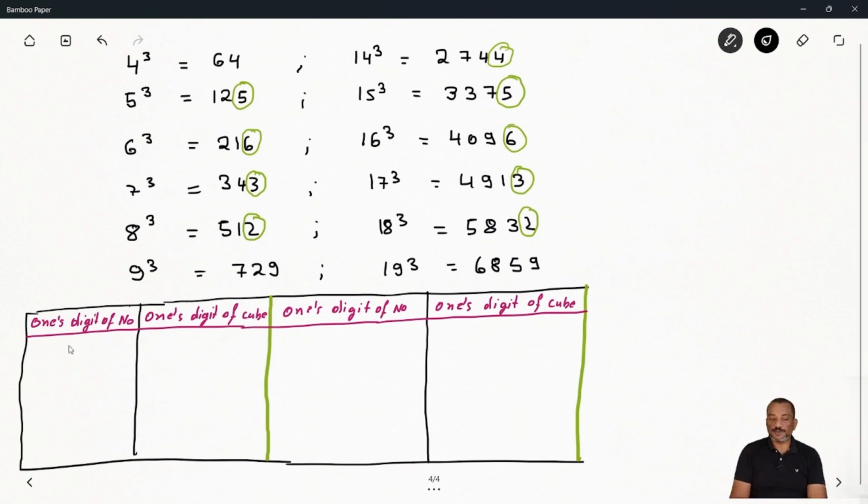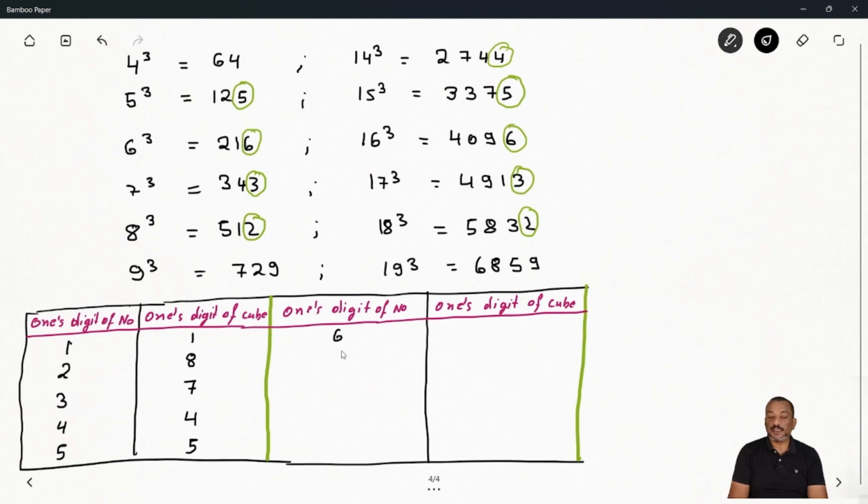Okay, so simply understand: if any number's ones place is 1, its perfect cube's ones place will also be 1. If any number's ones place is 2, its perfect cube's ones place will be 8. If a number's ones place is 3, the cube's ones place will be 7. Any number ending in 4, the cube ends in 4. And any number with ones place 5, the cube's ones place will be 5. So this is the first one.